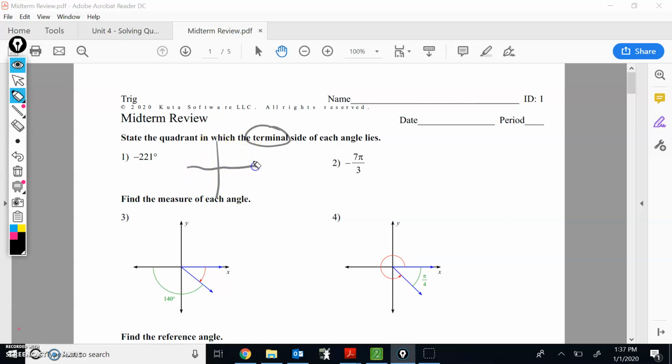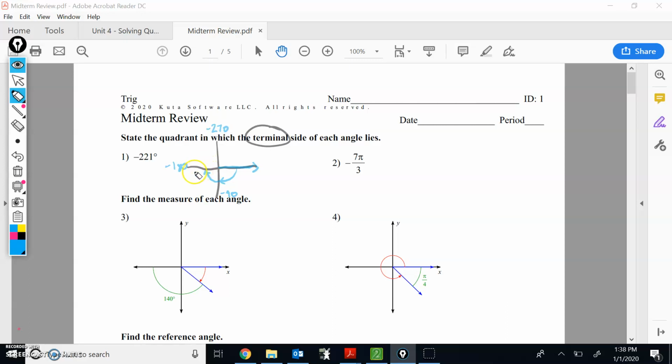Drawing our coordinate plane and going negatively, we always start on the x-axis right here. Going negative means going in the reverse direction, backwards. One quadrant is negative 90. Doing another quadrant is a negative 180. So we're over here now. And then if I did another quadrant, I'd be at negative 270, but that's too much.